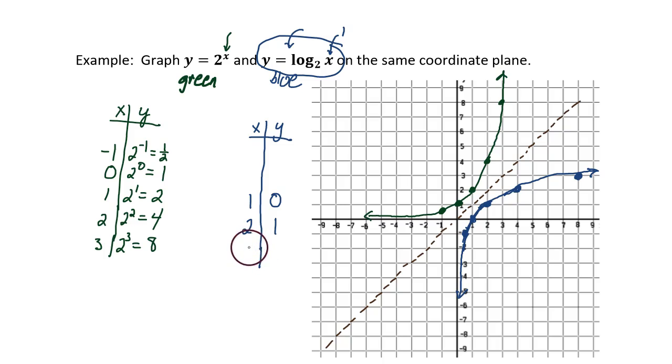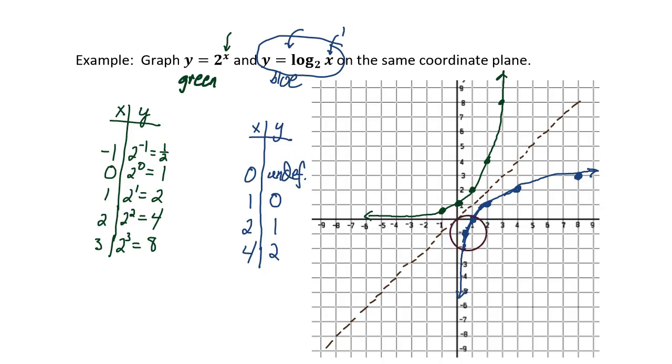Or what if x was 4? You would ask yourself, 2 to what power makes a 4? And you would get an answer of 2. If you tried to put in x as 0, what would you get for y? 2 to what power makes 0? There isn't one. That's undefined.